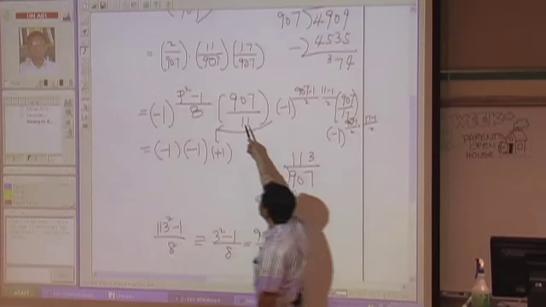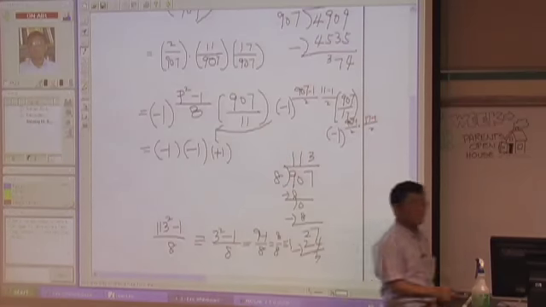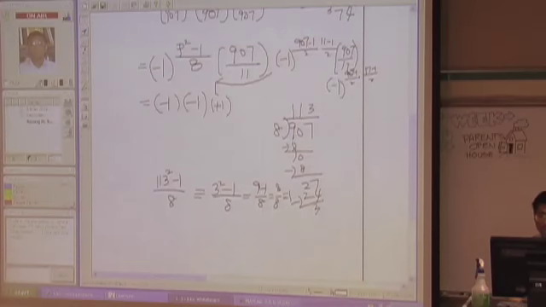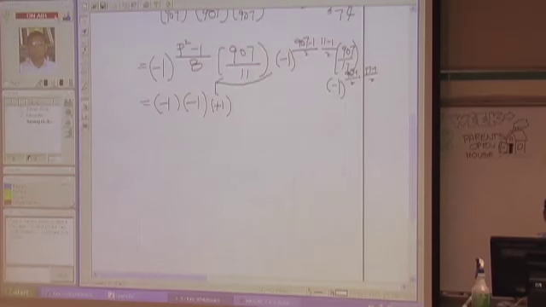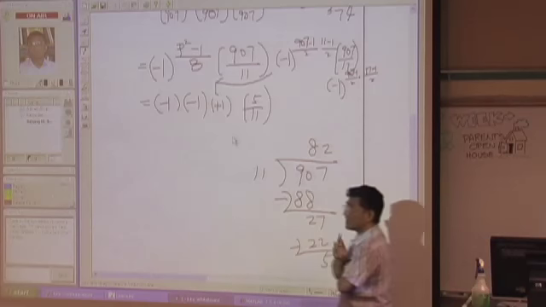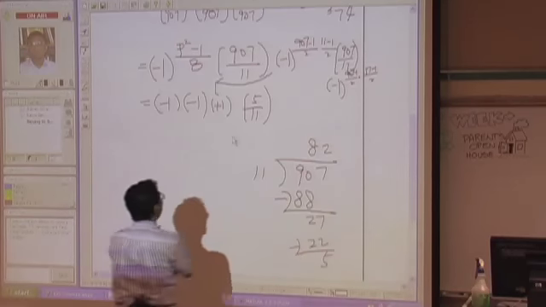Now, by congruence, we can simplify it. 907 mod 11, right? About 8 will be enough. 88, then it is 27. Then 2 is enough, 22. Then 5, right? So I can write it this way, 5 over 11. 5 over 11 is not a fraction, it's a Legendre symbol.